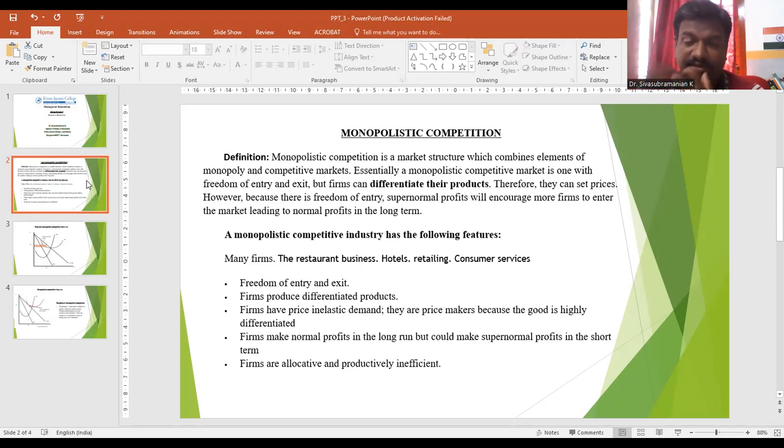Many firms: monopolistic competition has many firms. Examples are the restaurant industry, retail business and services. Monopolistic competition has freedom of entry and exit. Firms produce differentiated products. Firms have price inelastic demand, and they are price makers because the good is highly differentiated. Firms make normal profits in the long run, but could make supernormal profits in the short run. Firms are not allocatively and productively efficient.